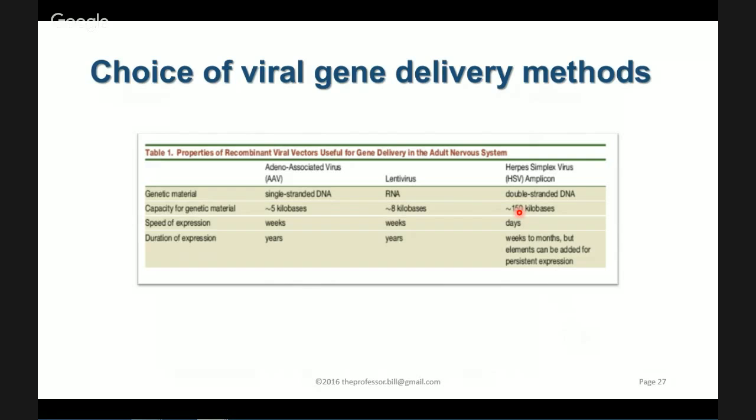It doesn't last as long though, so it tends to disappear with time. But there are some molecular techniques that you can use to make sure that it lasts a little bit longer. But those are sort of the advantages and disadvantages of why we choose to use some vectors and not others. Do you have any questions about this before we go on?